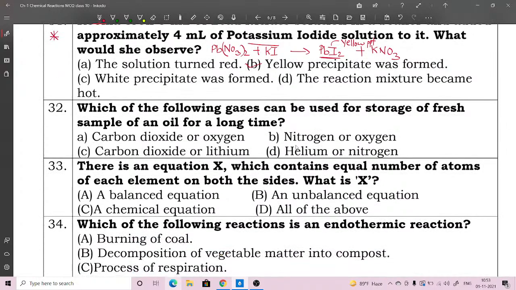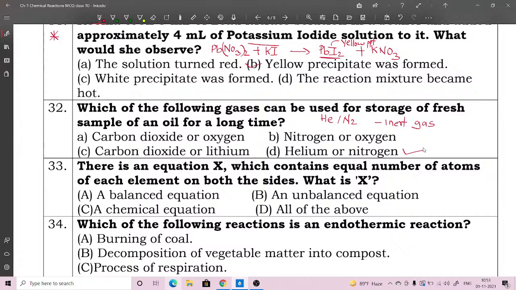Which of the following gases can be used for storage of a fresh sample of oil for a long time? A, carbon dioxide or oxygen. B, nitrogen or oxygen. C, carbon dioxide or lithium. Or D, helium or nitrogen. We know that helium and nitrogen both are inert gases. Okay, both of these are inert gases. That means they do not react with anything. So the correct option is D.